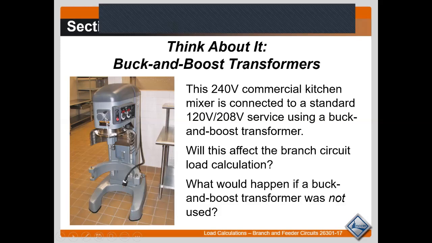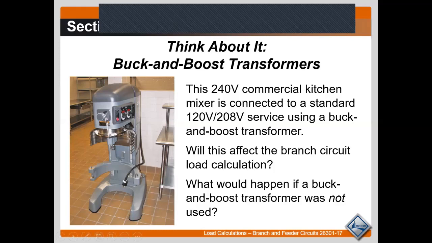Connected to a standard 120/208 service using buck boost, will this affect the branch circuit load calculation? Yes. What would happen if a buck and boost transformer was not used? It would draw a tremendous amount of load.